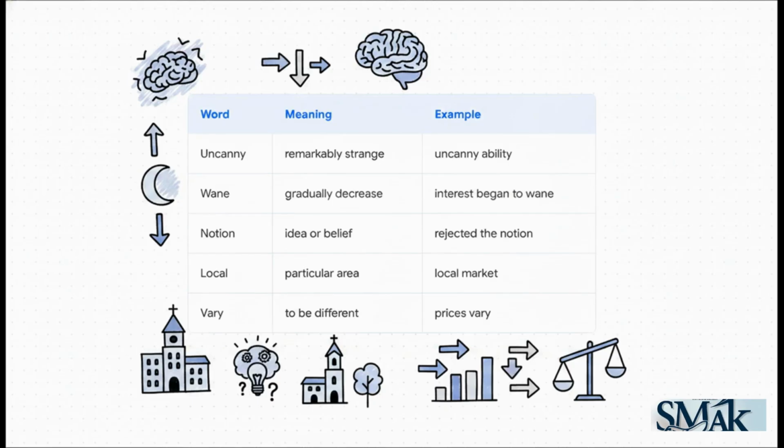Third is notion, which is an idea or a belief. Adopting words like rejecting the notion of easy success gives your arguments a very sophisticated edge. And rounding out the list, we have local, meaning belonging to a particular area, and vary, meaning to change or be different, as in prices vary from shop to shop.